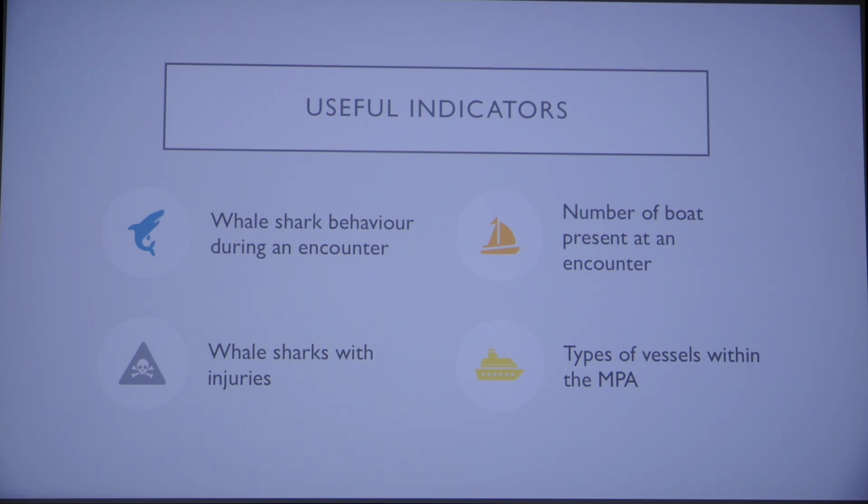Another example is the number of boats that are present at an encounter. If there's a proposed regulation that sets a limit to the number of boats that can be present at the site, we can see through the data how many times this limit would have been violated in the current state. There could be regions within the MPA where there are violations more often, or maybe certain times of the year in which this limit would be violated more often.